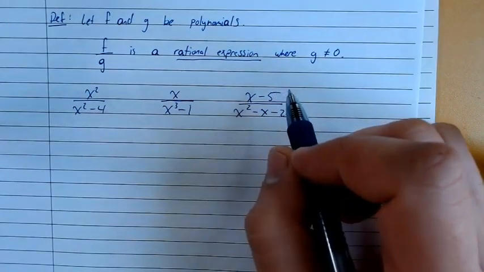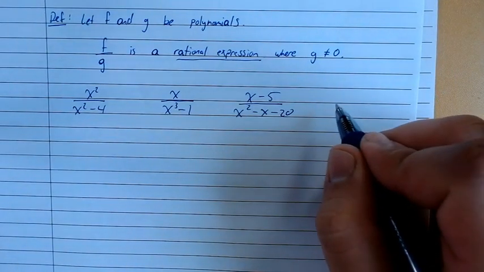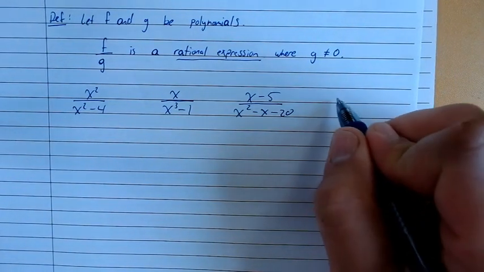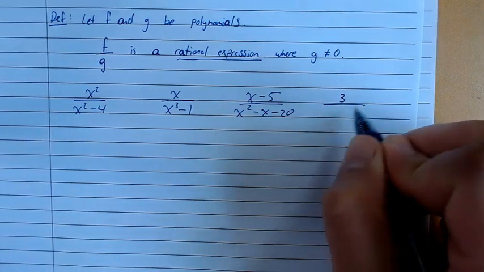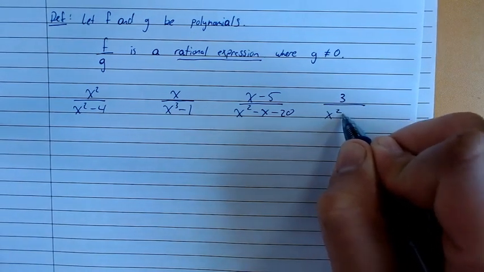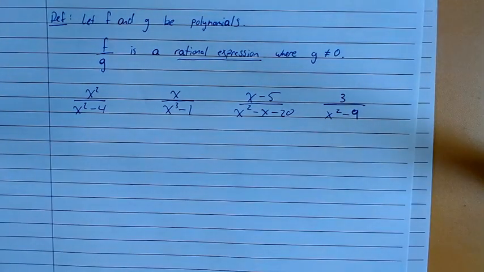Note that a constant is also considered a polynomial. It's a polynomial with one term and with degree 0, but it is technically a polynomial. So you just have a regular whole number divided by a polynomial. That also qualifies. All of these are rational expressions.